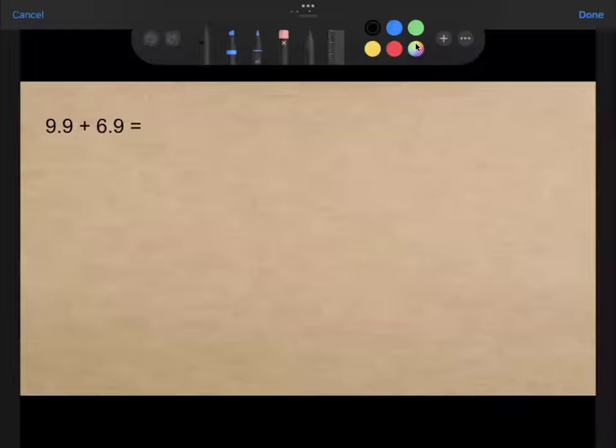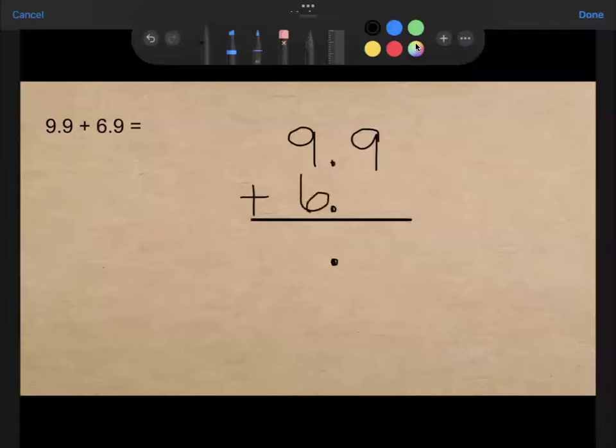So I'm going to start by taking that first number, which is 9.9, and just writing it here in my workspace. And then I'm going to put a decimal right under the decimal for the top number. I'm going to put my line, my plus sign, and then another decimal down here in the answer space. That way I can make sure all the decimals are lined up. Now for the second number, it's 6.9, which means a 6 goes on the left side of the decimal and a 9 goes on the right side of the decimal. Now I know everything is lined up by place value.